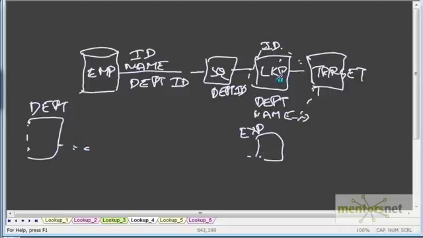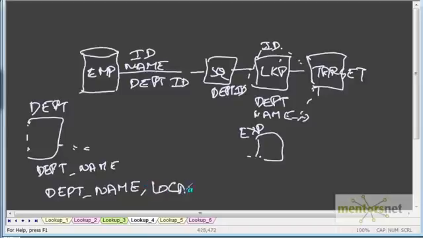In case of unconnected lookup, we got only one return port called dept name. In case of connected lookup, we can get more than one output port or return port. Here let's see how to get department name and location ID. So let's see how to do this in Informatica.